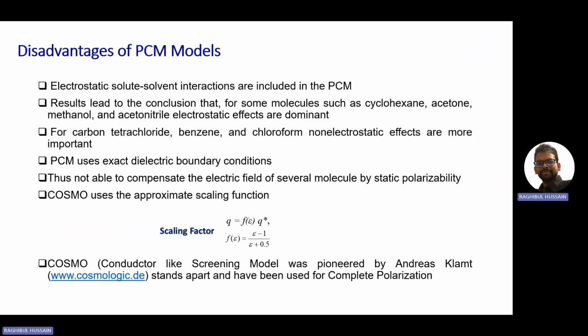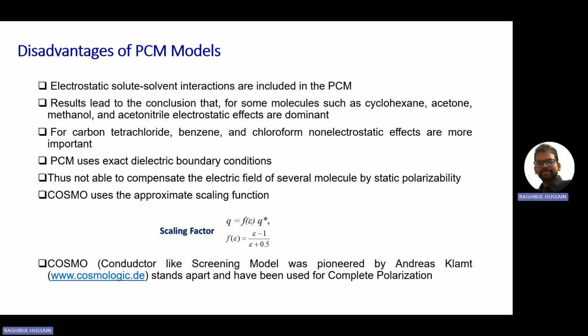Okay, so this is the dielectric constant. So it roughly produces results of the actual screening charges onto the cavity. So instead of solving for this exact dielectric boundary condition, it uses a scaling factor. This f(epsilon) is the scaling factor, and the scaling factor is given by this expression. So this was actually called the conductor-like screening model.